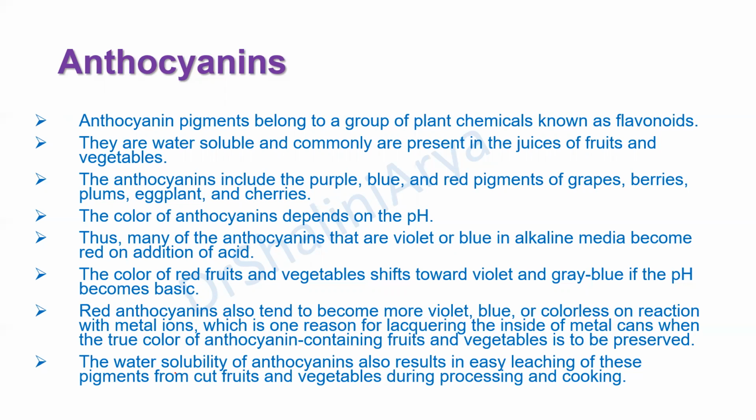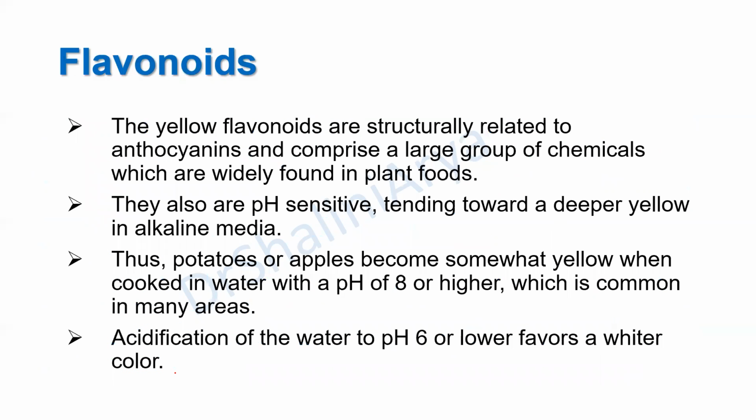The water solubility of anthocyanin also results in easy leaching of these pigments from cut fruits and vegetables during processing as well as cooking. The next compound that is present in most fruits and vegetables, affecting their color, is flavonoids.